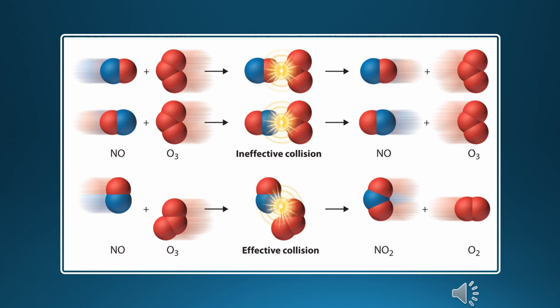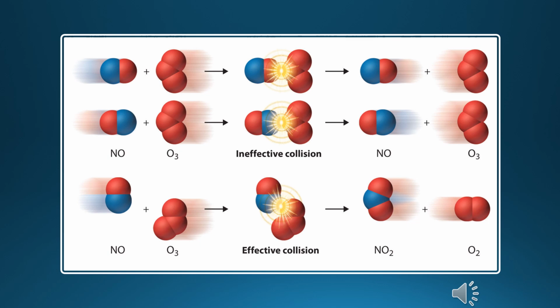Now, in this slide, we are going to discuss effective and ineffective collisions with a typical chemical reaction. The reaction is between nitric oxide and ozone. In the first case, nitric oxide and ozone do collide, but they don't result in the formation of a product, and after the collision, they go back as nitric oxide and ozone again. Therefore, we define this as an ineffective collision. So, no chemical reaction has occurred in this case.